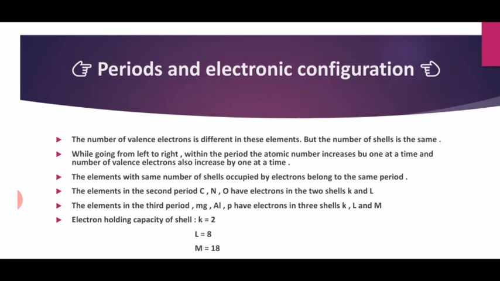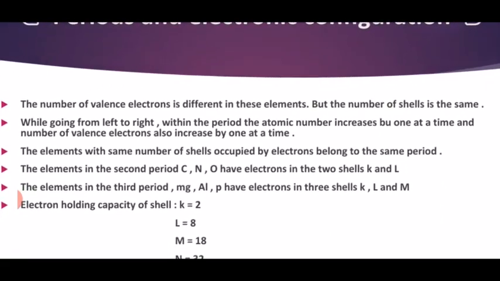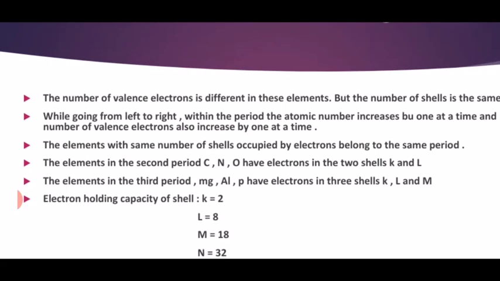Now third point: the elements with the same number of shells occupied by electrons belong to the same period. Now next, the elements in the second period. Which are the elements in the second period? Carbon, nitrogen, oxygen have electrons in two shells.